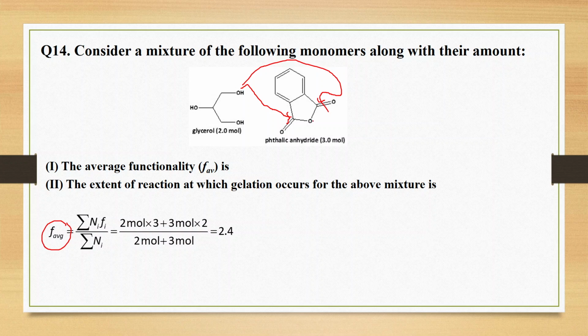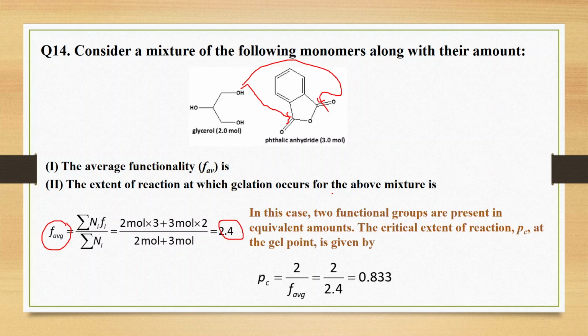Okay. So if anybody got this part wrong, they should correct it. So for phthalic anhydride, that will be 3 into 2. And the total number of moles is 2 plus 3. And we will get our answer 2.4. So the next part, that is the extent of reaction at which gelation will occur. The answer is correct. Those who wrote 0.8 or 0.83, those are correct.